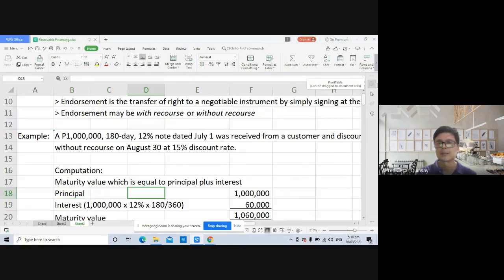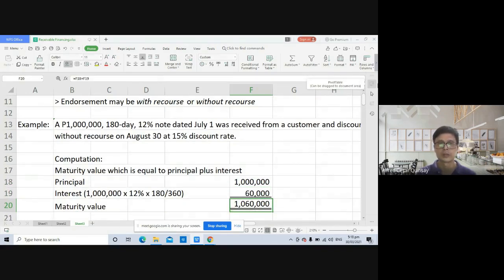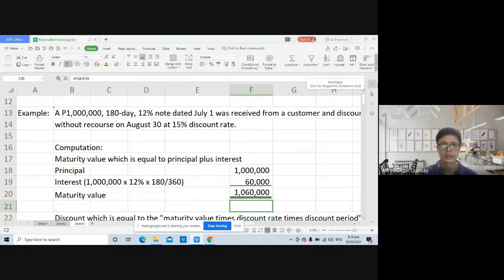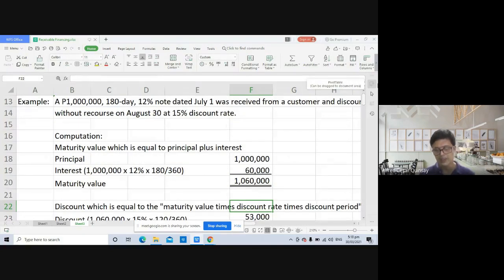Okay, so principal is 1 million as we saw dun sa example, plus yung interest which is yung 1 million times 12%, okay, times 180 over 360 days. So may lalabas niyan, it's 60,000. So i-add lang natin yung principal plus yung interest, yun yung tinatawag na maturity value. Yan. So observe that the interest must be for the full term of the note in determining the maturity value.